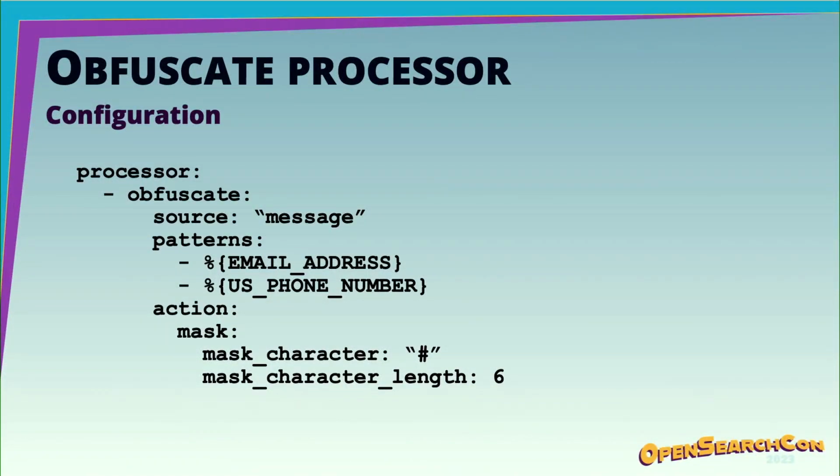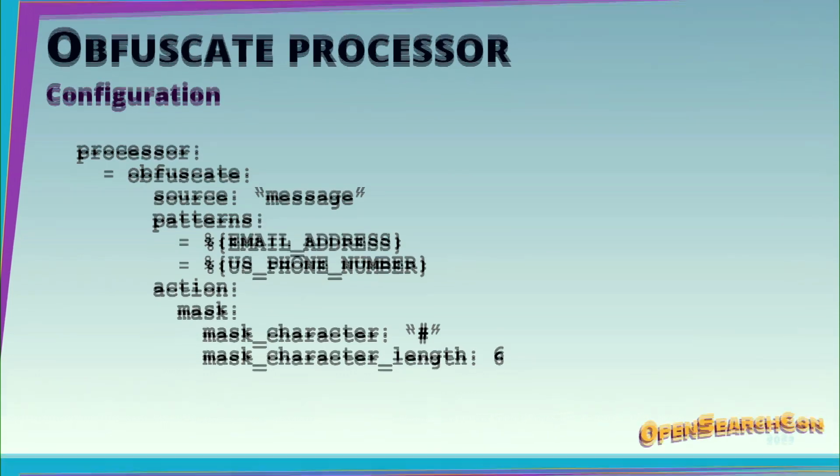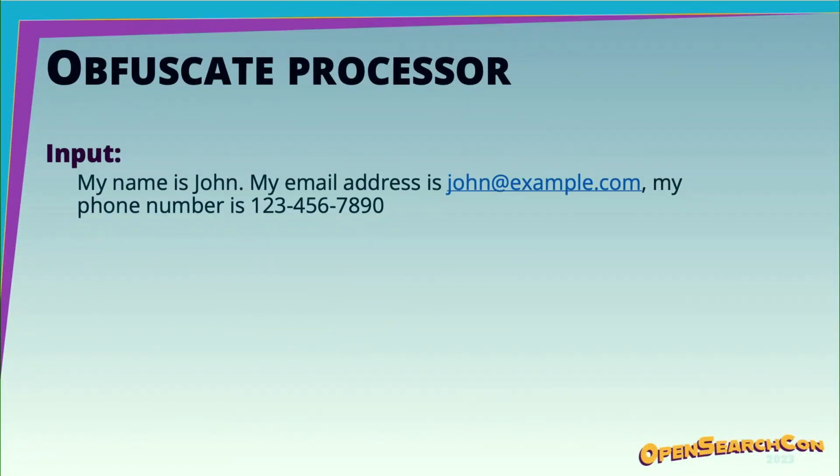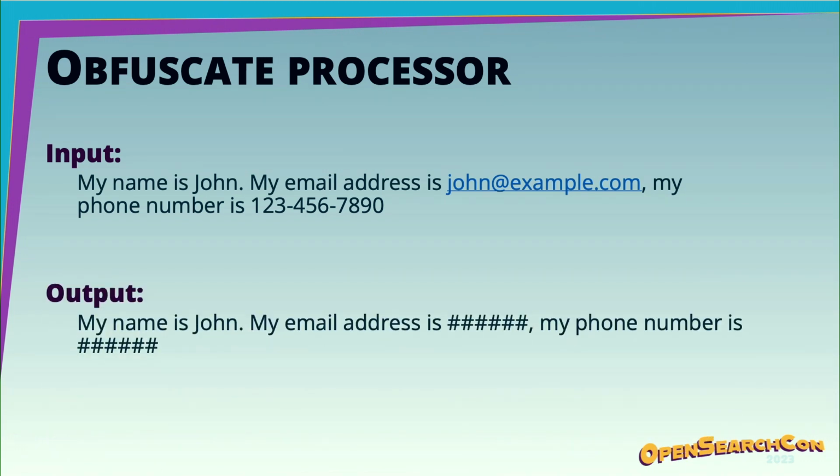This is an example configuration for using the obfuscate processor in Data Prepper. In this case, email and phone number are detected and masked with a mask character specified by the configuration. So with this configuration, if you send an input containing an email address and a phone number, it gets changed to that. This way, when the logs go out of your service to an external storage, that information is protected.